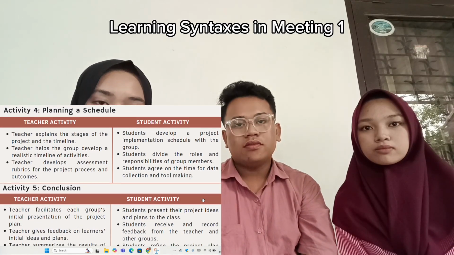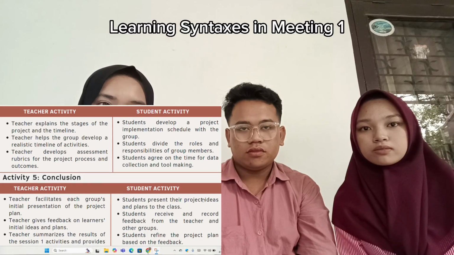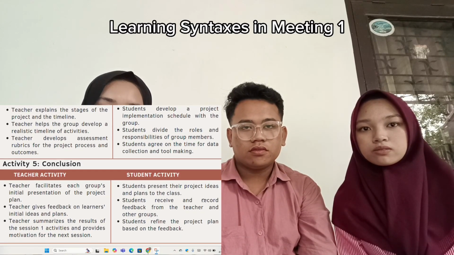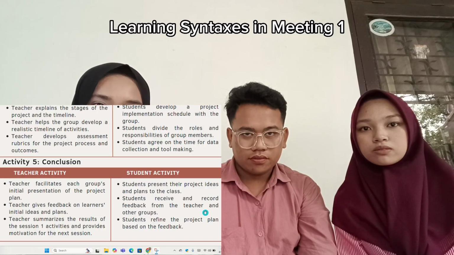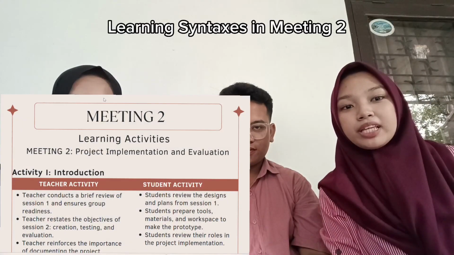And last one for meeting 1, activity 5 is conclusion. Here, students present their project ideas and plans in front of the class, and then students receive and record feedback from the teacher and other groups, and students refine the project plan based on the feedback. And next is meeting 2.